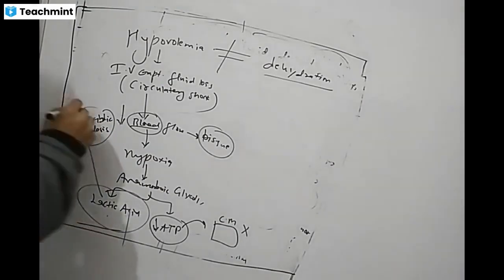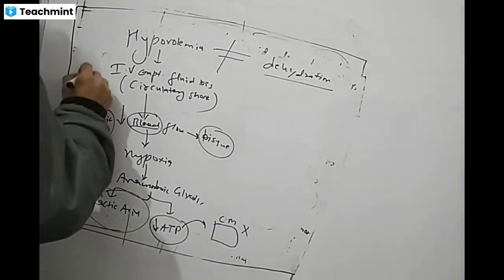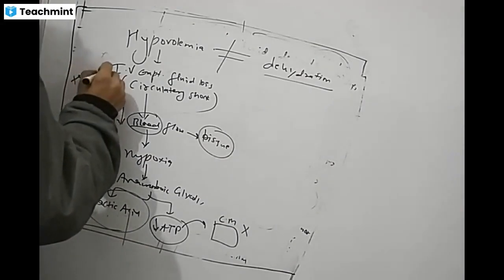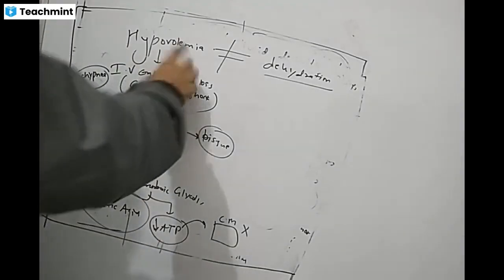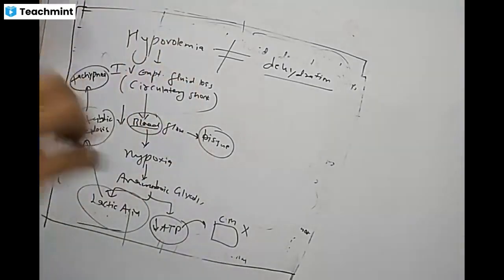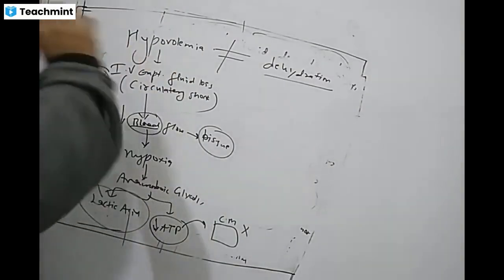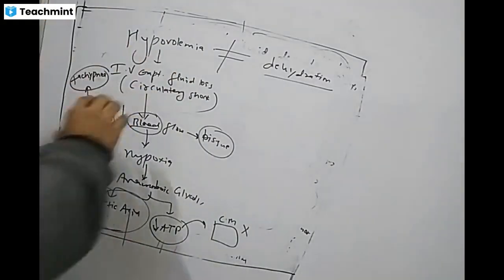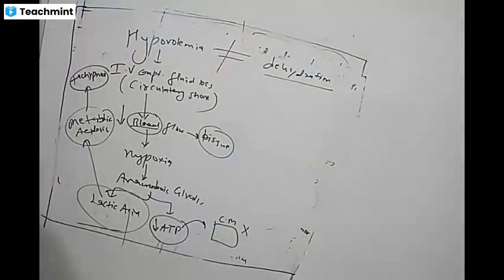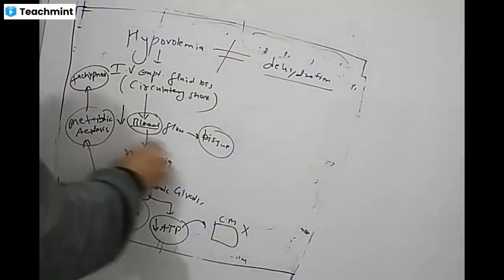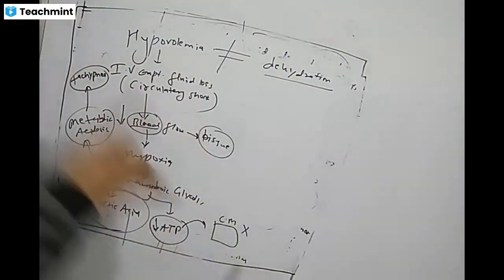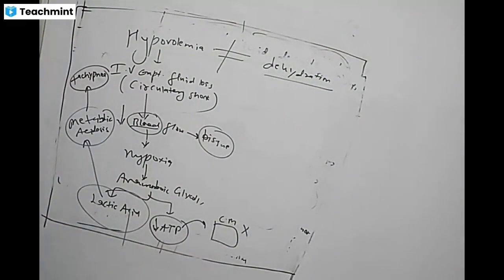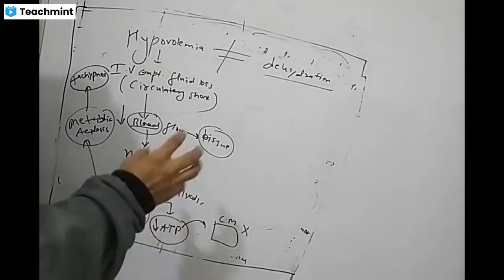And because of this metabolic acidosis, there may be tachypnea, respiratory rate increases. So hypovolemia is the loss from the intravascular compartment. If this compartment volume is less, then less blood flow will reach the tissues. Less blood flow means what? Less oxygen, less glucose. That may lead to, at cellular level, anaerobic glycolysis, and that may lead to less ATP.